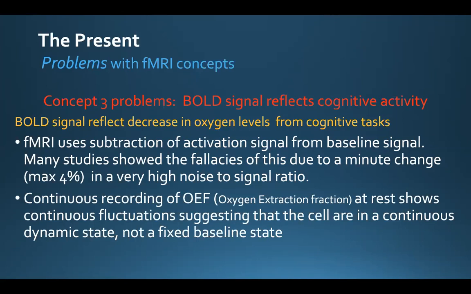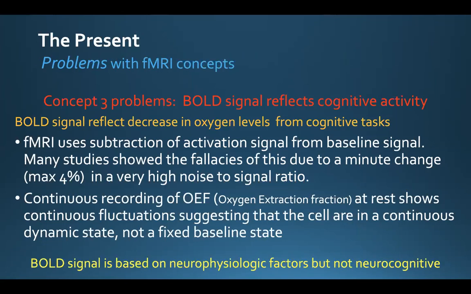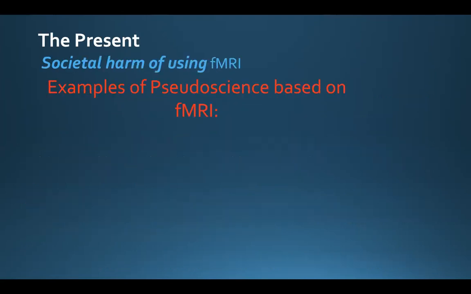They did something called continuous recording of oxygen extraction factor. They measure how much oxygen is physically sucked out of the blood and found that at rest, while you're doing nothing, it's not a straight flat line, it's continuously going up and down. So our needs for oxygen, normally without any mental activity, fluctuate up and down. So the claim that when you're at rest there's no activity is not true. This signal is probably based on some neurophysiology, not neurocognition. You think, you don't think, it doesn't matter. It changes up and down in the same way.